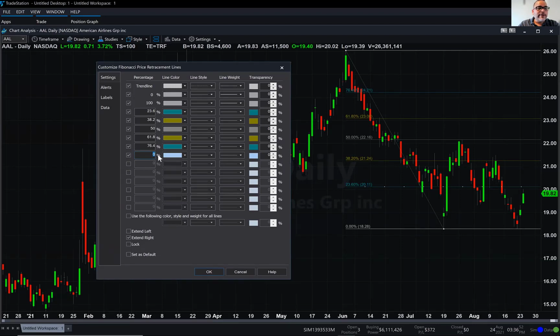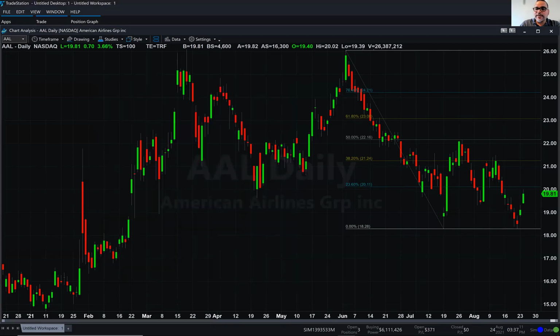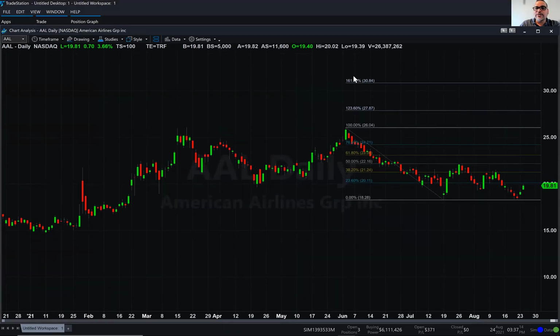For example, if you wanted to do the 123.6, or if you wanted to do also the 161.8, which is the other Fibonacci level. If you do that and you squeeze the chart, you can see those additional levels right here on the screen. So that's the way that you add more levels. And you can adjust the thickness, the transparency, the colors. Anything about the Fibonacci can be formatted.